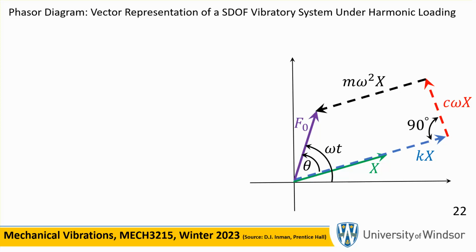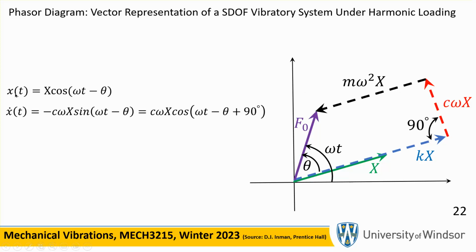Now, this diagram does not apply to non-harmonic load. But if it's harmonic, then whatever I show you makes sense. Let's go through it in detail. First of all, here's what happened. The steady state solution is big X cosine of omega t minus theta. And once again, I apologize if I call this thing tau at some point.